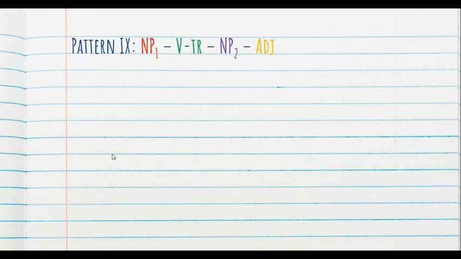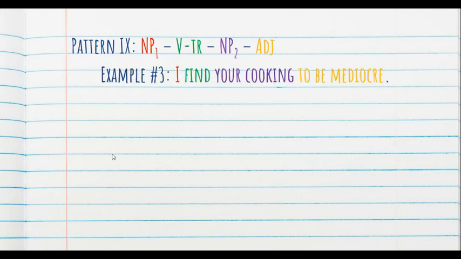Last example for you. All right. I find your cooking to be mediocre. This one's a little different, so I'm going to walk you through this one so I can see the basics. I can see that my subject is I, my action verb is find. If I can only find my cursor, there he is, okay. And then here's my direct object, cooking, and then mediocre is my adjective.